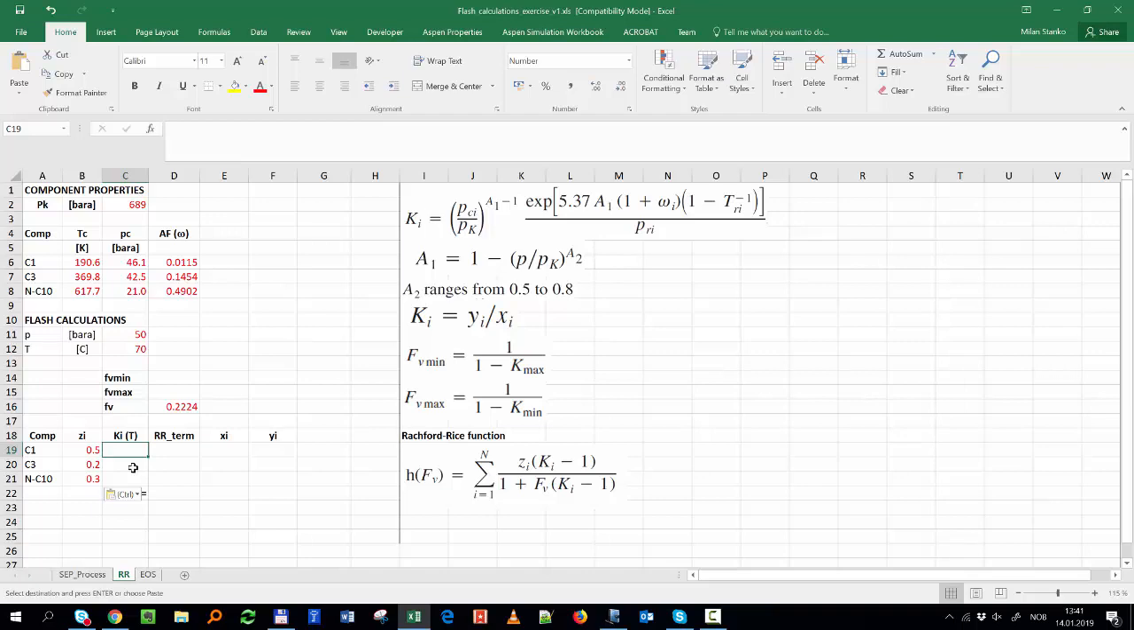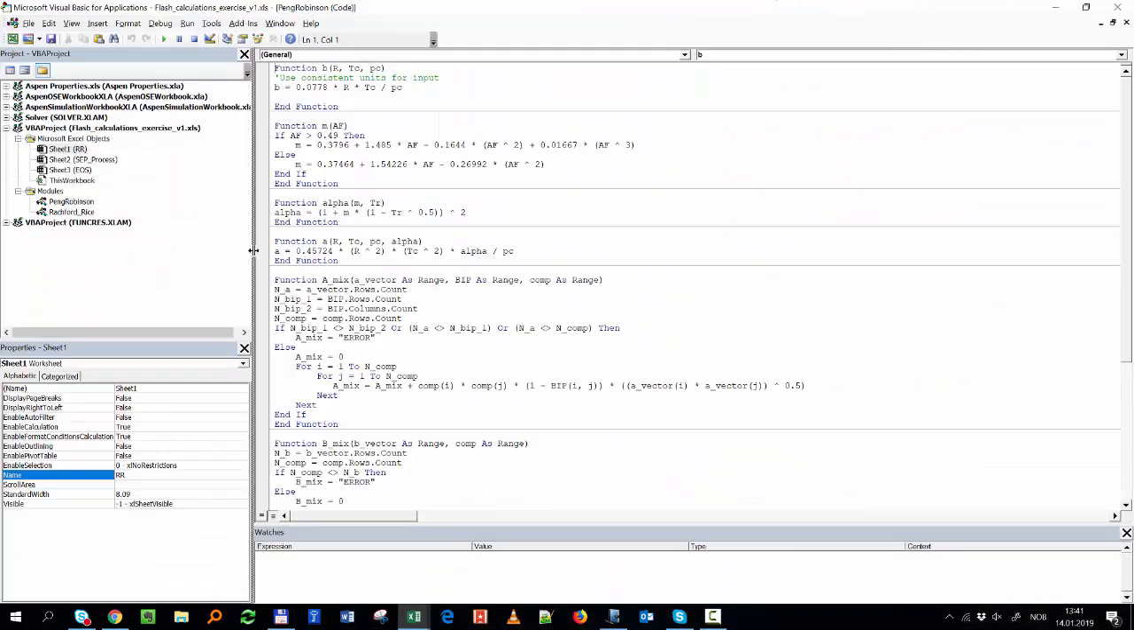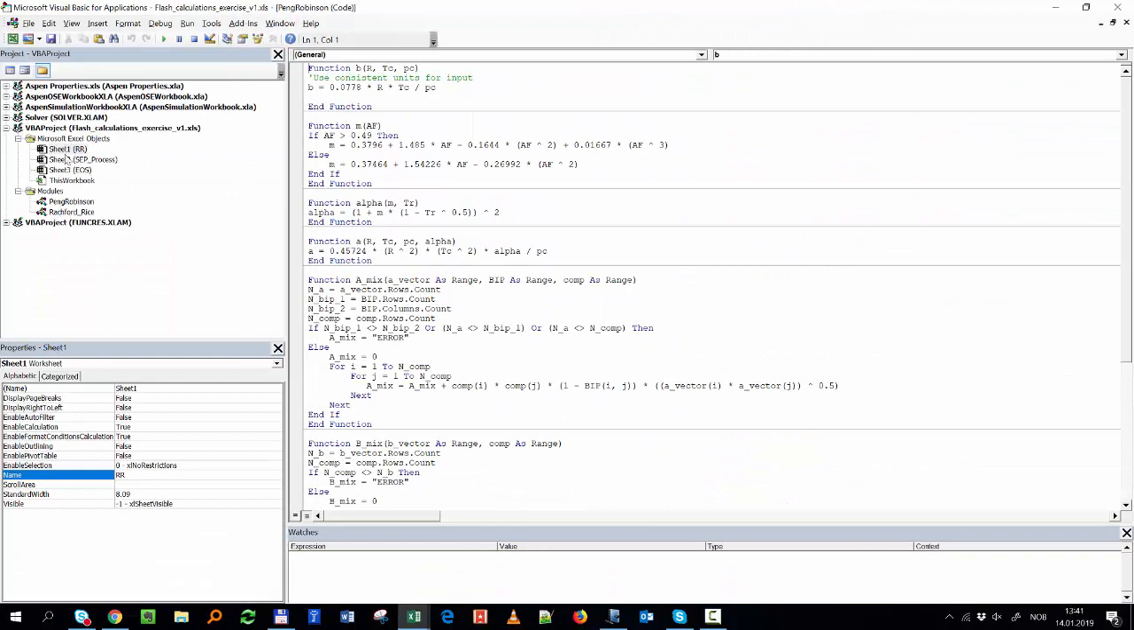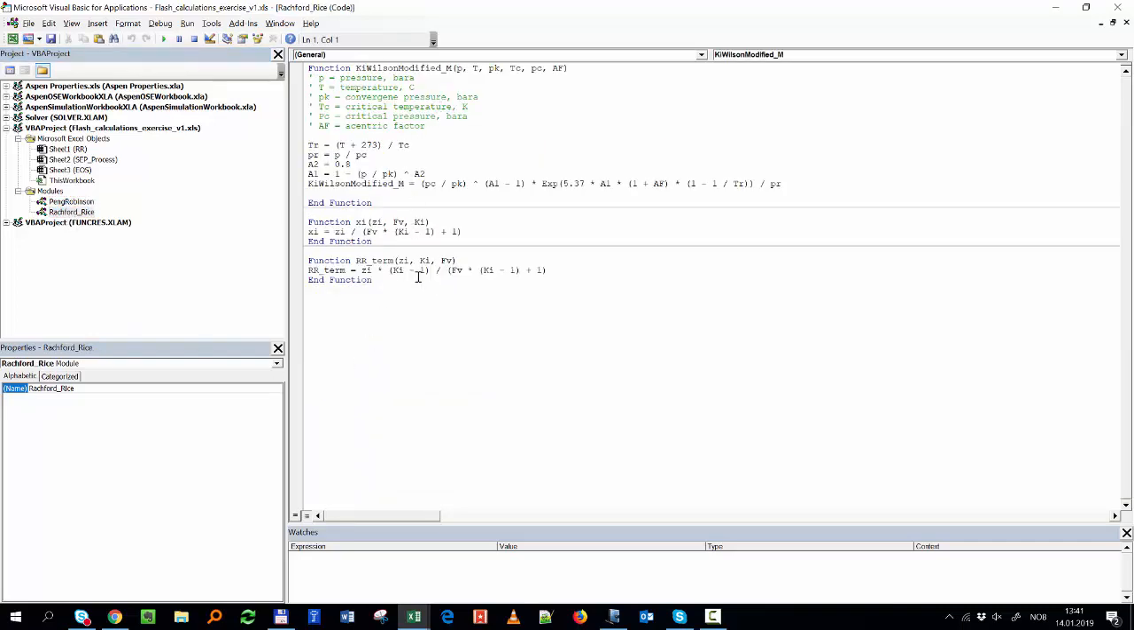So if you press Alt F11 on this sheet, you're going to get the following. You get these three on the left. You see here I have the name of my Excel file, flash calculations exercise, version 1. Inside, I have all the sheets that I have, which are 3. But below, more interesting, you have something called module. This module is like a repository where I save any mathematical expression, any function that I can use in my Excel sheet. If you click on Rachford Rice, you see all the expressions that I have here.